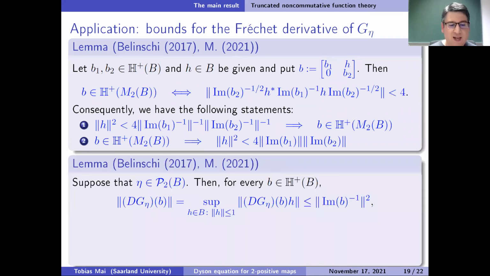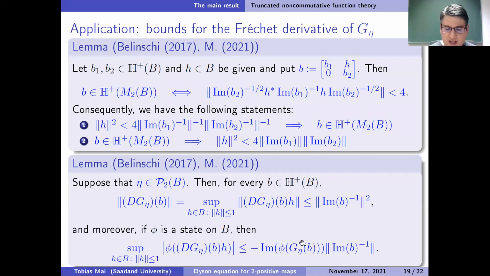And here it comes. This again appeared already in some more restrictive setting in the work of Scherban-Belinsky. And the statement is that the Fréchet derivative of my solution of the Dyson equation in the case of two positive maps can be bounded like this by the norm of the imaginary part of b to the power -1, squared.